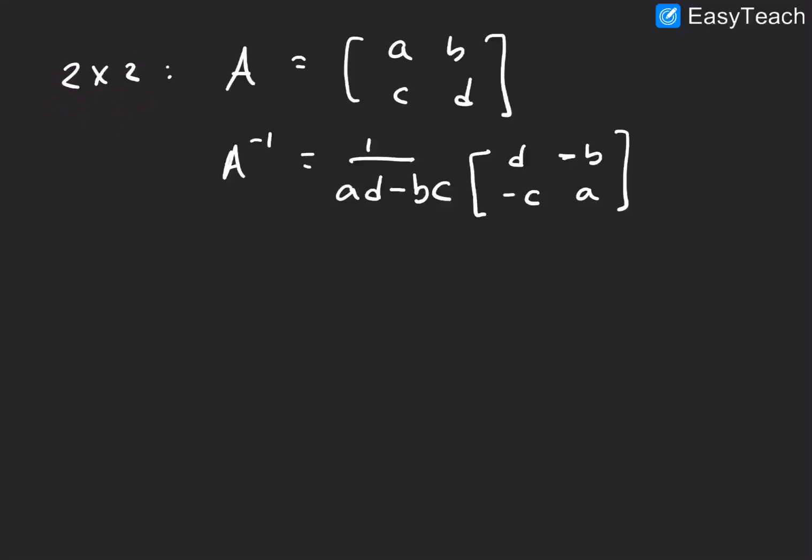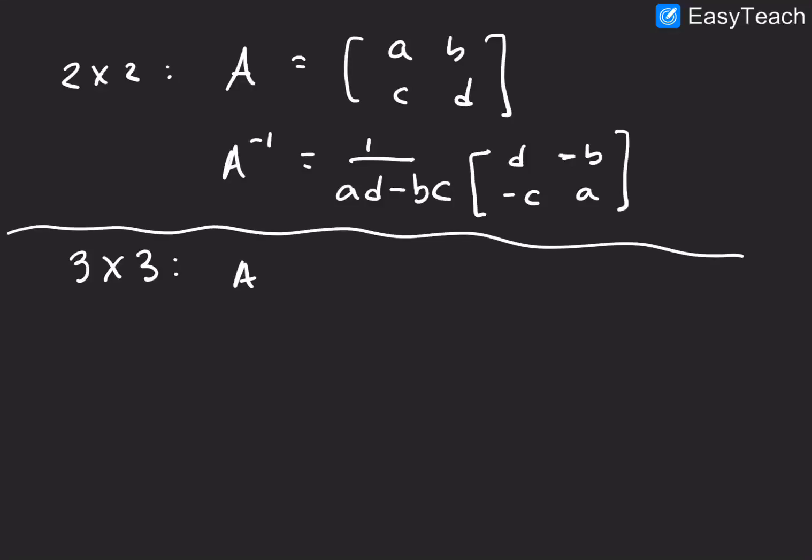But what happens when you have a 3 by 3? Let's just say you have this matrix A, and it consists of a, b, c, d, e, f, g.